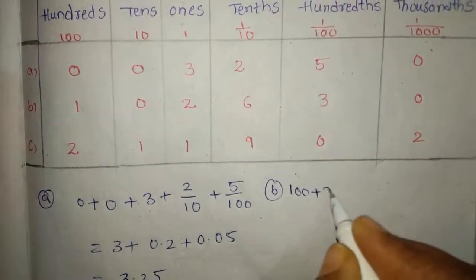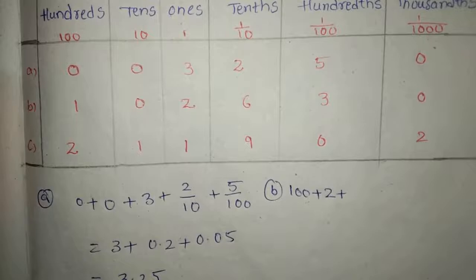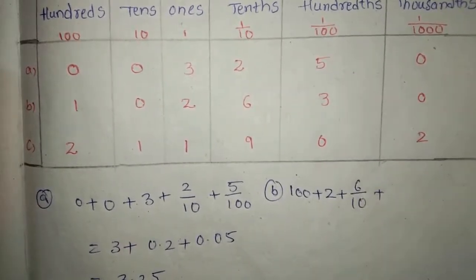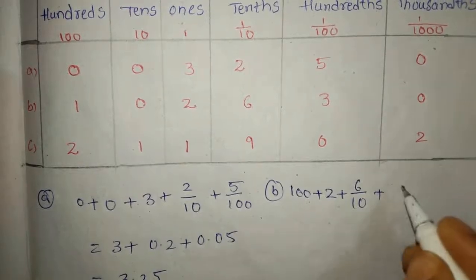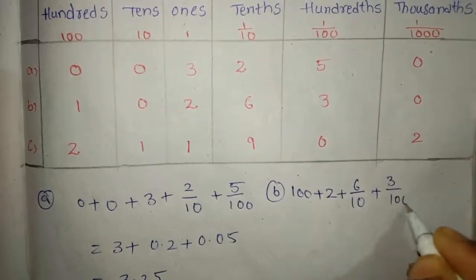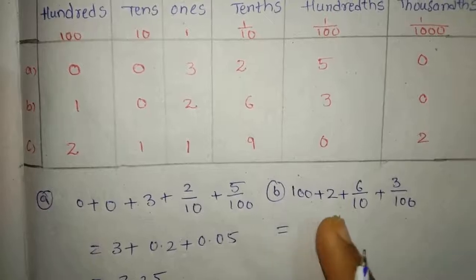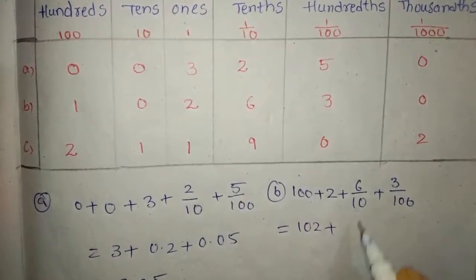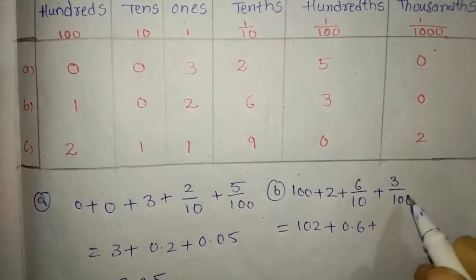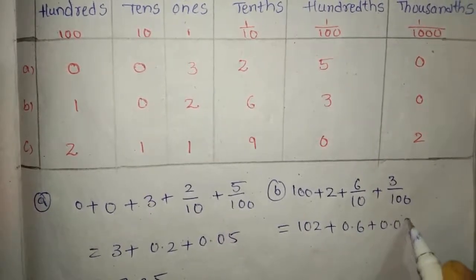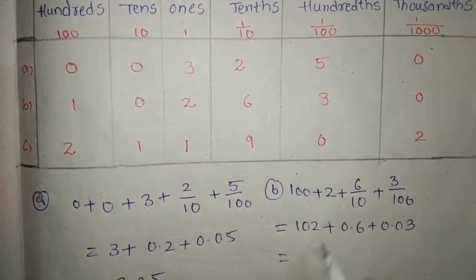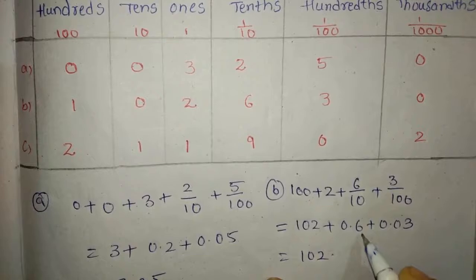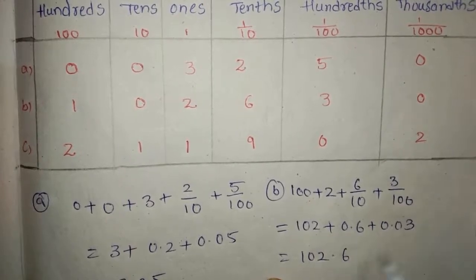Okay, now the B. That is 1 in hundreds place means 100, plus tens place 0, and ones place is 2, tenths place is 6, that's equal to 6/10, and hundredths place is 3, so that is equal to 3/100. Now this can be written as 100 plus 2 plus 6/10 means 0.6, 3/100 means 0.03. Now this is equal to 102.63.